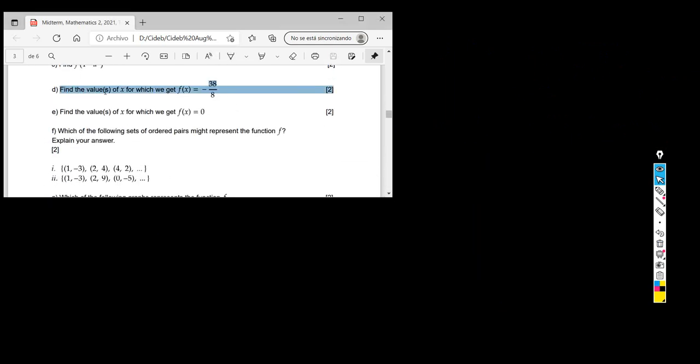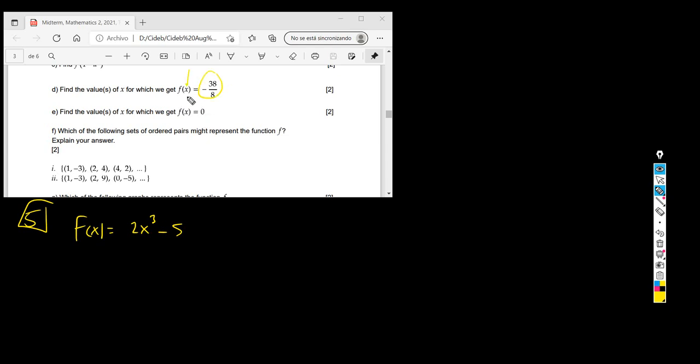What about D? Find the value or the values of x for which we get f of x equals minus 38 over 8. So this is kind of like the reverse process. Once again, your function is this. And now I'm asking you not to evaluate the function at a specific value of x, but kind of the reverse process. I'm giving you already the output. You see? For some x, f of x is equal to minus 38 over 8.